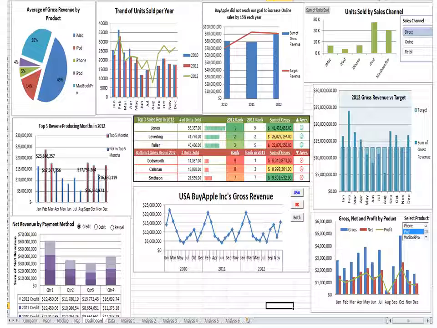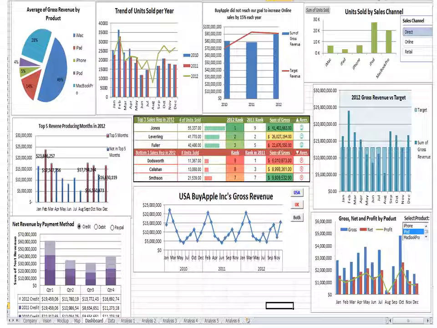First, here in the top right corner, we have the units sold by sales channel. This little box on top of the graph is called a slicer. If you select a different sales channel, this graph will change. In each slide, I'm going to show you a different sales channel and the graph that goes along with that. There's another chart all the way down in the bottom right corner with a select product button that shows you the different gross, net, and profit values along with the products, which I will have different products selected in the next few slides.